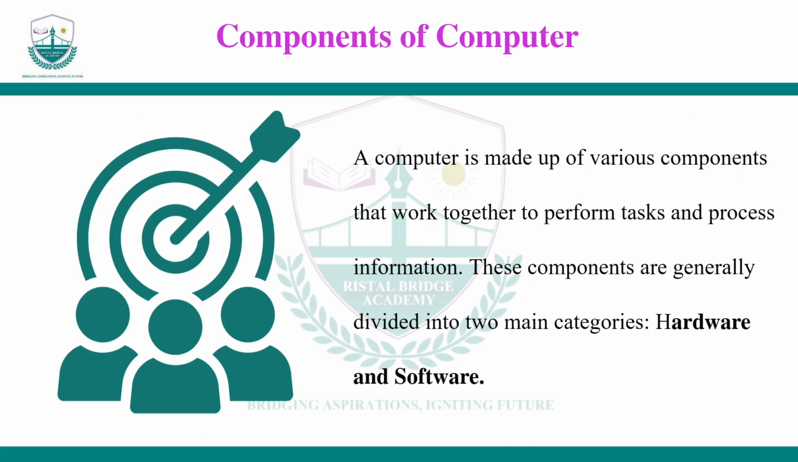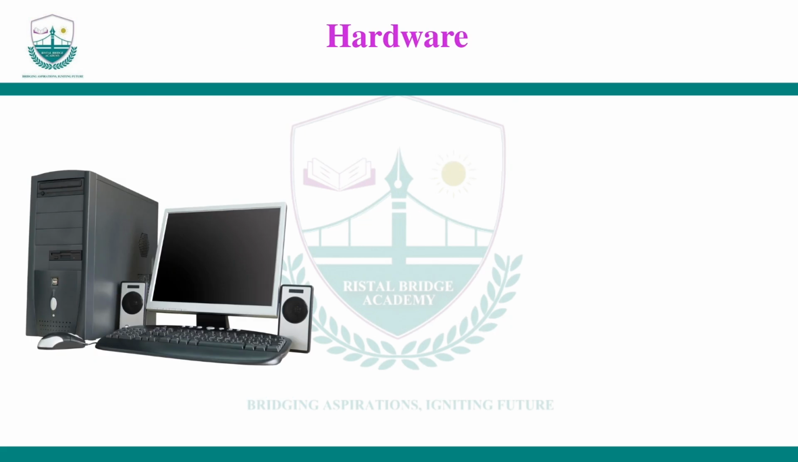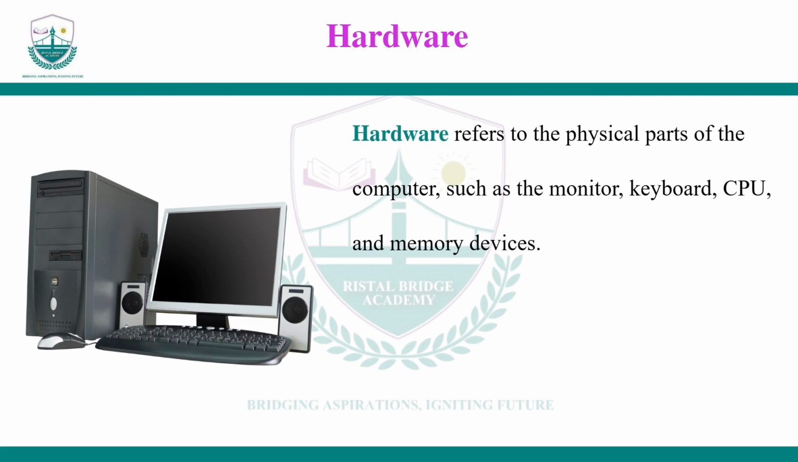A computer is made up of components that work together to perform tasks. These are broadly divided into two categories: hardware, the physical parts of a computer; and software, the programs that run on the hardware. Let's explore both. Hardware components. What is hardware? Hardware includes everything you can physically touch, like the monitor, keyboard, CPU, and memory devices.